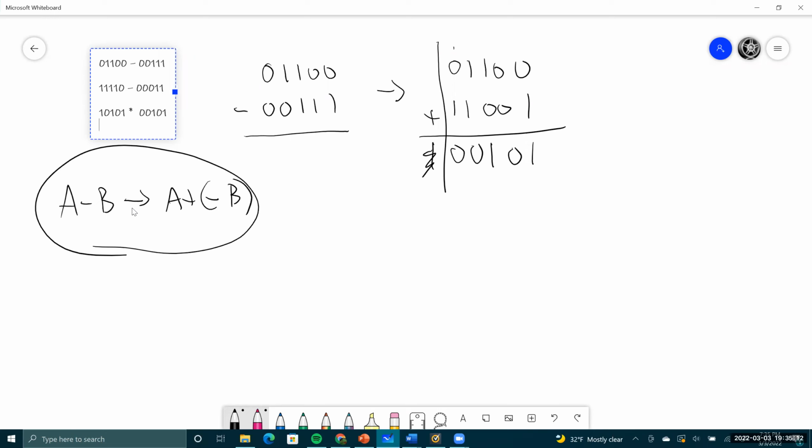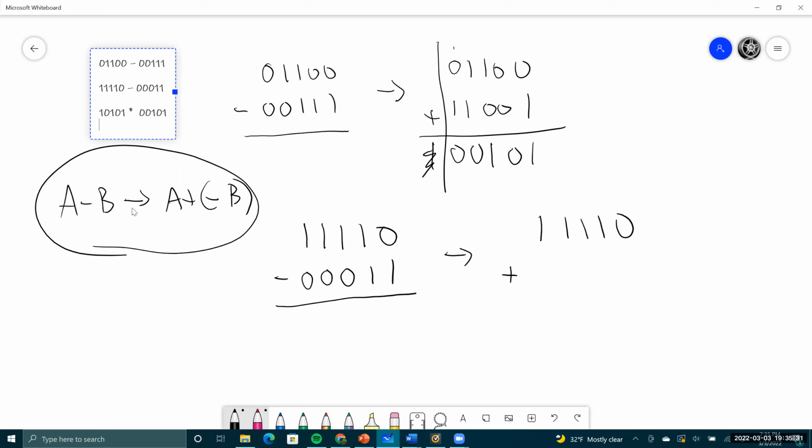All right, next, 1, 1, 1, 1, 0 minus 0, 0, 0, 1, 1. All right, so same thing. We're going to change this to an addition problem. So the top stays the same, and the bottom is now plus. It's 1, 1, 1, 0, 1. And we add it. This is 1, 1, 0, 1, 1, 1. And then I discard this bit, and there's my answer.